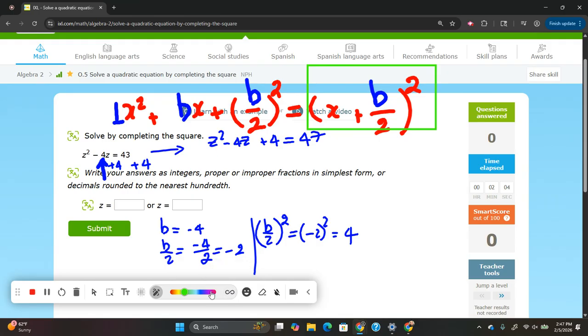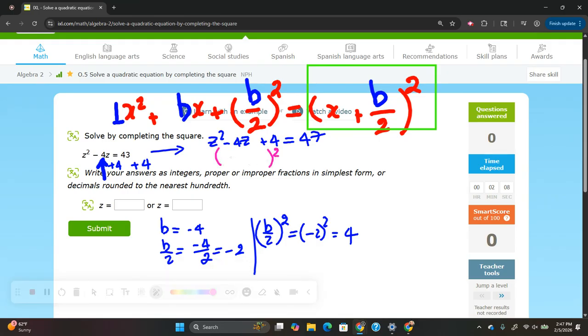Now take a look over here. So I write that perfect square. z in this case plus b over 2, b over 2, which is negative 2. So I put right there, and then equal 47. You want to solve for this? You take square root on both sides. So the left side becomes z subtract 2. The right side is plus minus square root 47.